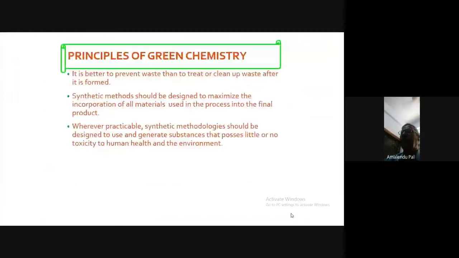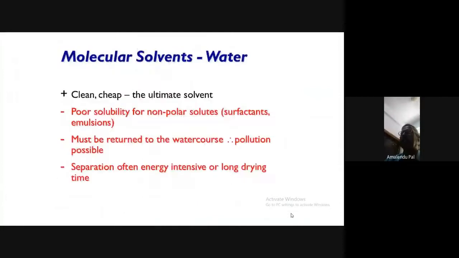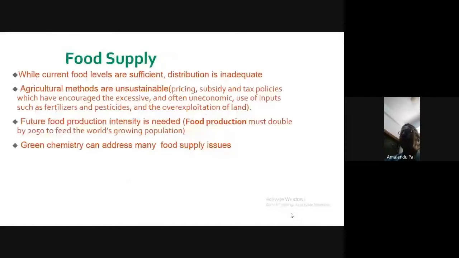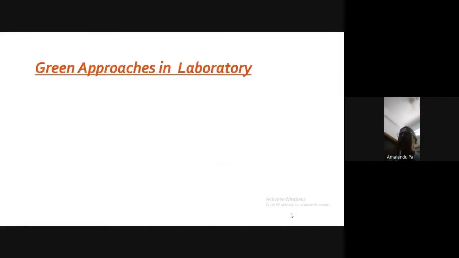Application of green chemistry: I told you green chemistry is not a solution to all environmental problems, but the most fundamental approach to preventing pollution. And now we have green approaches in the lab, either in the PG lab or the UG lab. Some of the examples I will show, we can put in our syllabus. I have used these examples for green approaches in lab.